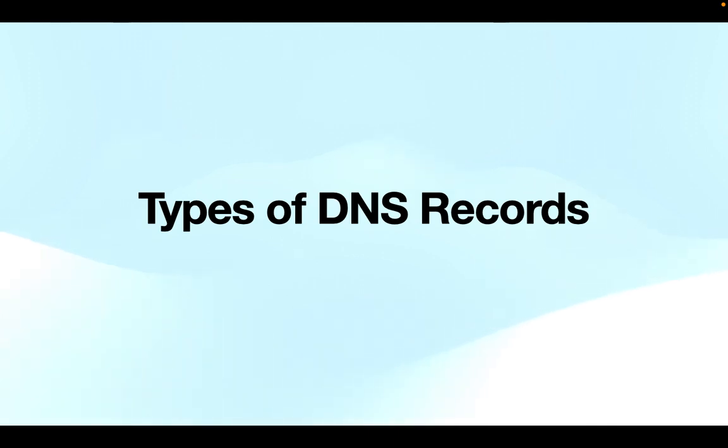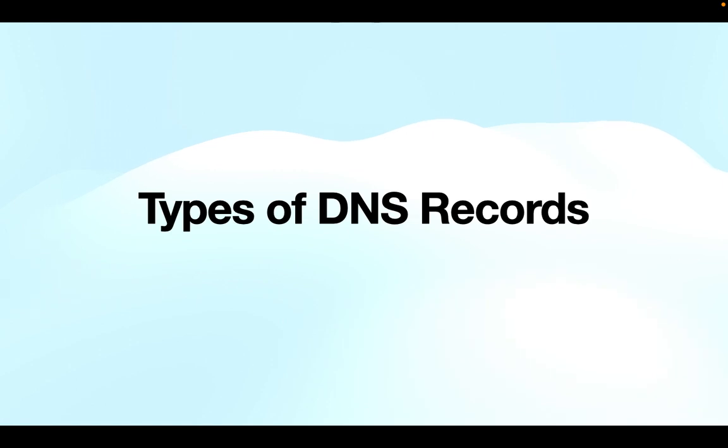Today we are going to learn types of DNS records. So basically there are two types of records which will get registered into a DNS server. The first one is a static record and the second one is a dynamic record. So let's see the difference between the static record and dynamic record.